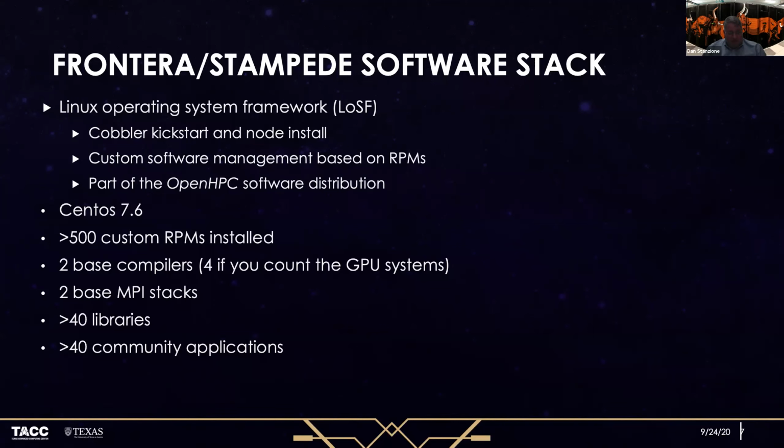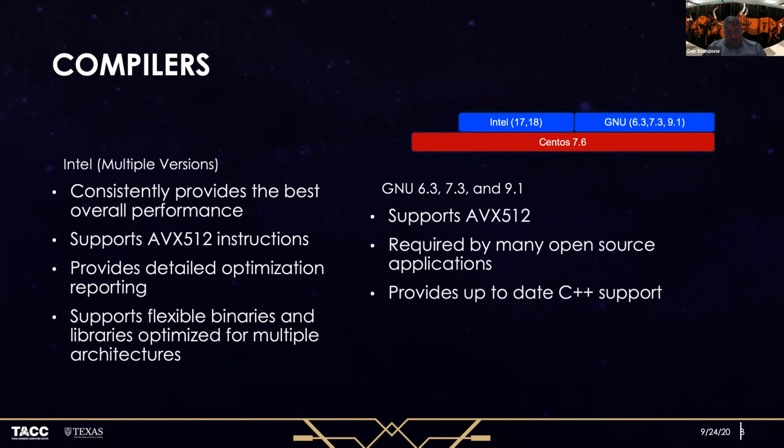And although we actually run many more, we have two base compilers that we build most everything against, and two MPI stacks that we build everything against. So for the libraries and community applications, you multiply by the number of MPI stacks and compilers to get the number of things we have to actually build and install there.